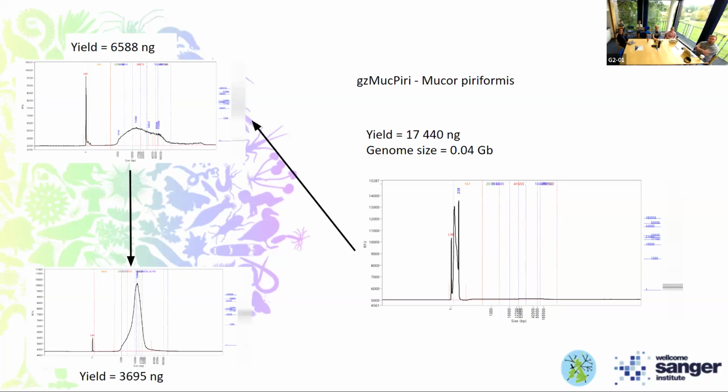So it's not always doom and gloom with some of our samples. Even though it looked really poor to begin with, we're able to work with the sample, get rid of the low molecular weight stuff, and recover something that's usable.